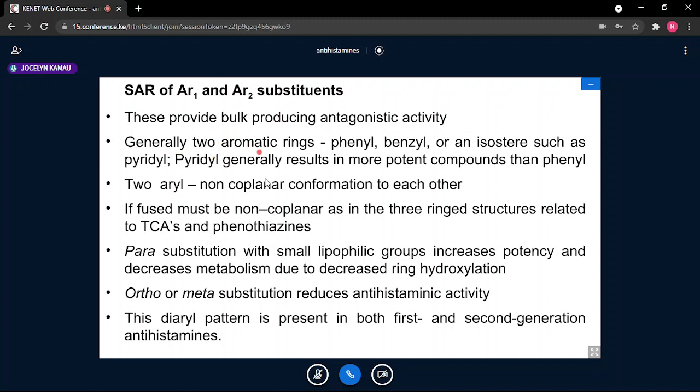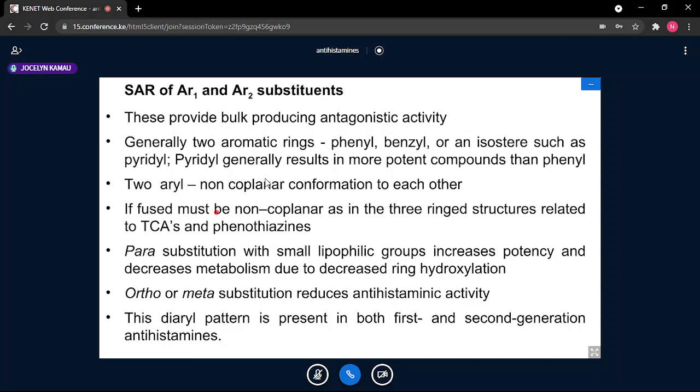Generally, you must have two aromatic rings. They can be both phenyl, or one phenyl and a benzyl, or you can have an isostere such as pyridyl, and usually pyridyl gives compounds that are more potent. So when you have one phenyl ring and one pyridyl ring, or one benzyl ring and one pyridyl ring, introducing a pyridyl ring, which is isosteric to the phenyl ring, increases the potency. As we have seen, the two groups must exhibit non-coplanarity, and that is responsible for maximum activity.